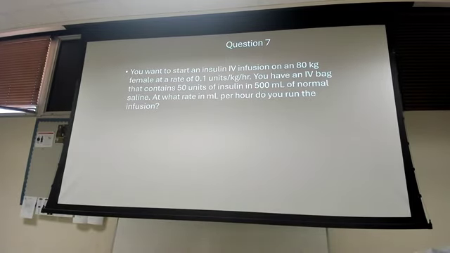So we have an IV infusion on an 80 kilogram female at a rate of 0.1 units per kilogram per hour. An IV bag contains 50 units of insulin and 500 milliliters of normal saline. What rate in milliliters per hour do you run the infusion?